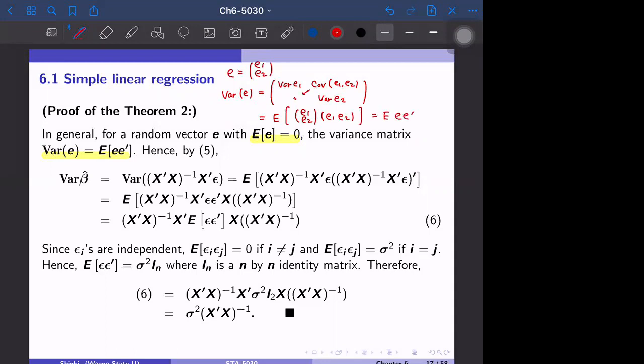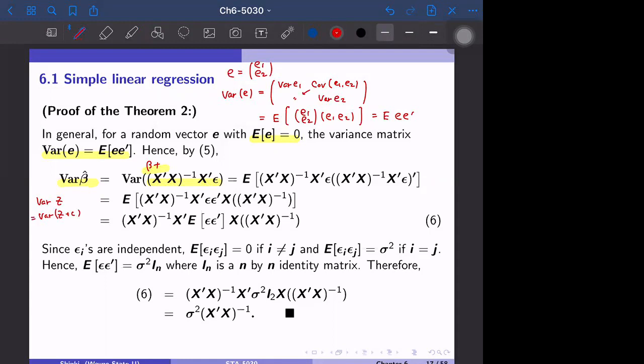So you can imagine that in general, if E is an n-dimensional vector, still the variance of E is the expectation of E E transposed. So using this formula, we can prove the variance of beta hat formula. So beta hat is, remember, beta plus this term, which we have already shown in the previous slide. But to calculate variance, the constant term doesn't matter. In general, the variance of Z and the variance of Z plus C, where C is a constant, are the same.